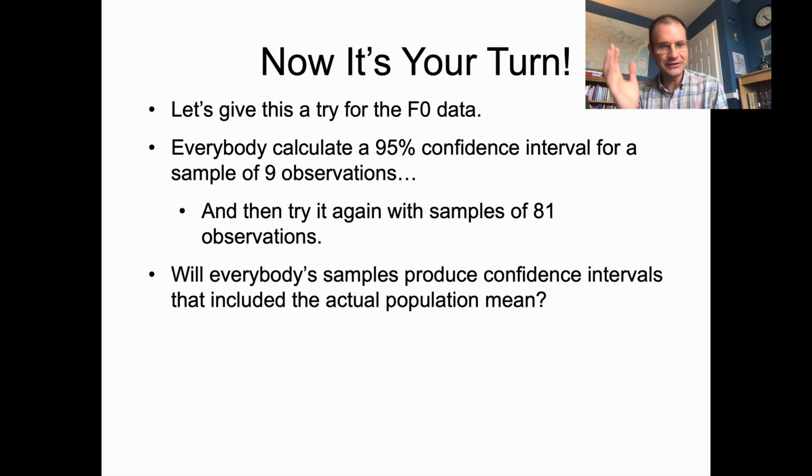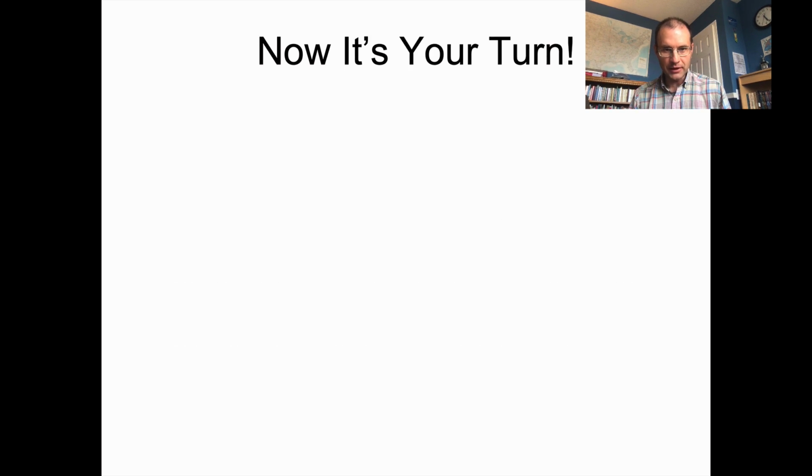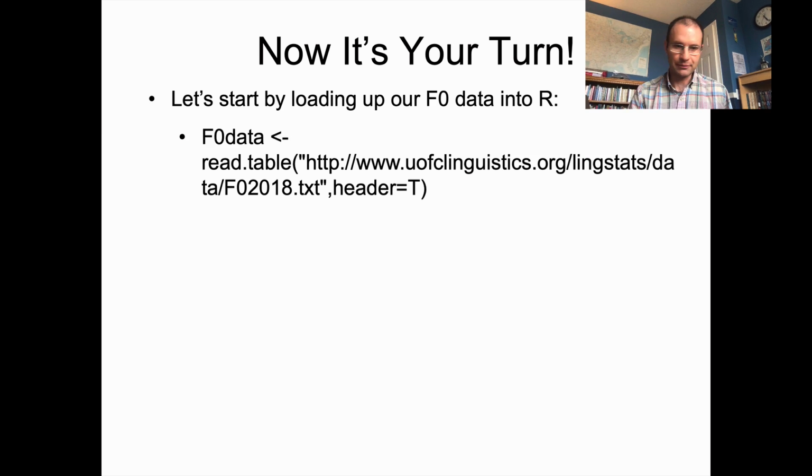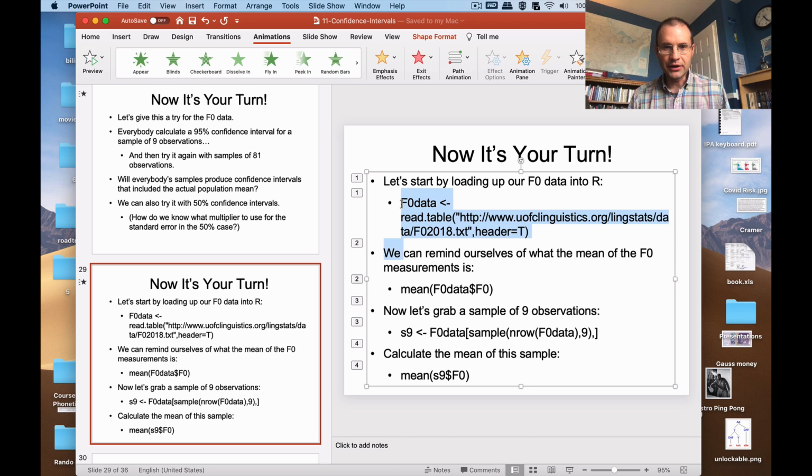But at the very least, hopefully you'll get a sense of how the method works. And then the question is, will everybody's samples produce confidence intervals that include the actual population mean? And then we can also try it with 50% confidence intervals, and then we'll think a little bit about what that means by the time we get there. So I'm going to set that one aside for the moment and just show you how this works for a 95% confidence interval. And I've got the R commands already up here on the PowerPoint.